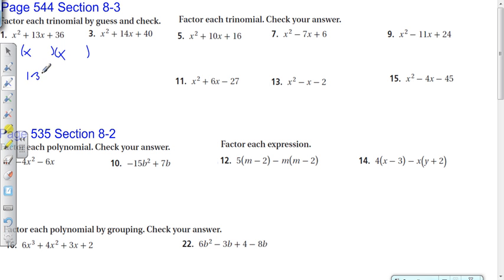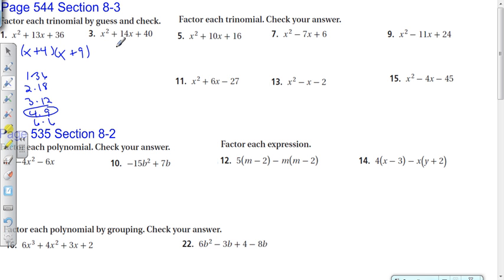Well, I can do 1 times 36, 2 times 18, 3 times 12, 4 times 9, 5 won't work, I can do 6 times 6. That's a complete list of everything that can multiply to get 36. Now, which set of those factors adds up to 13? It's the 4 and the 9, so that's a plus 4 and a plus 9.